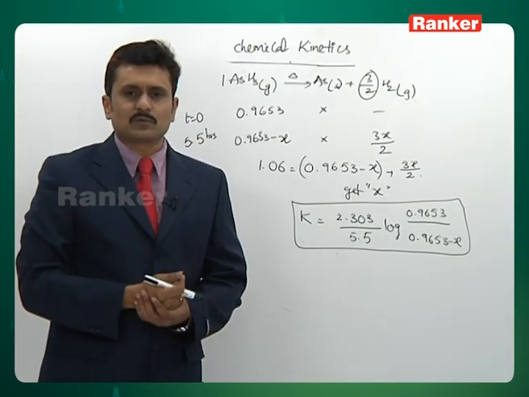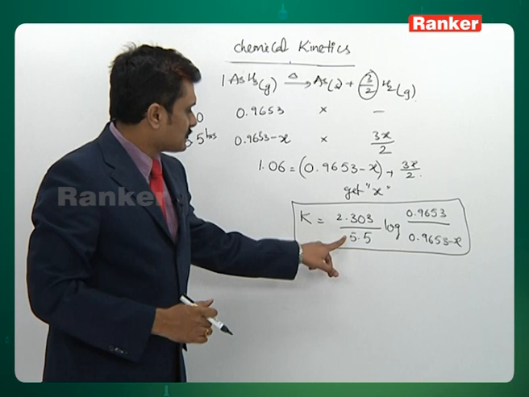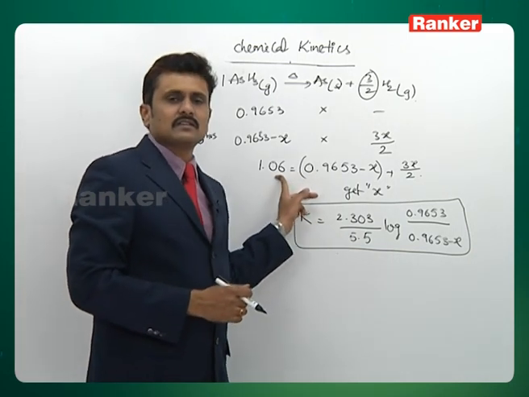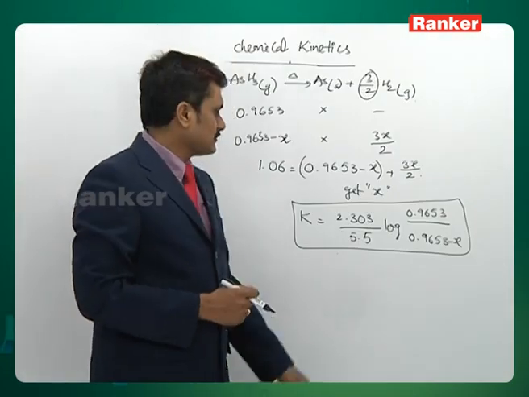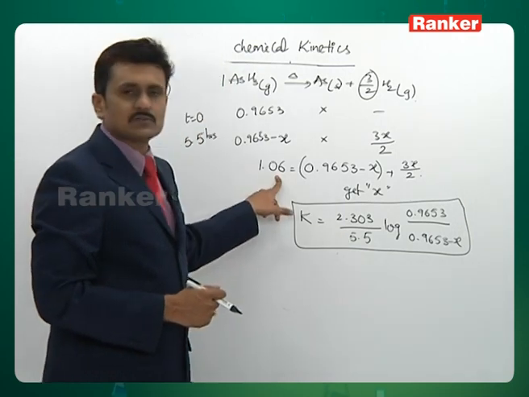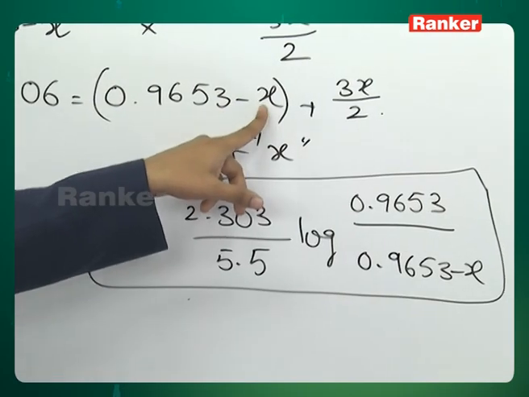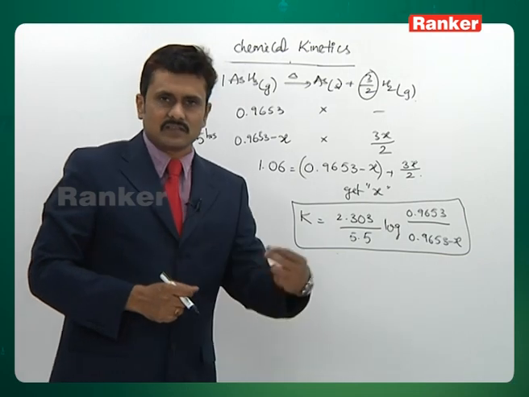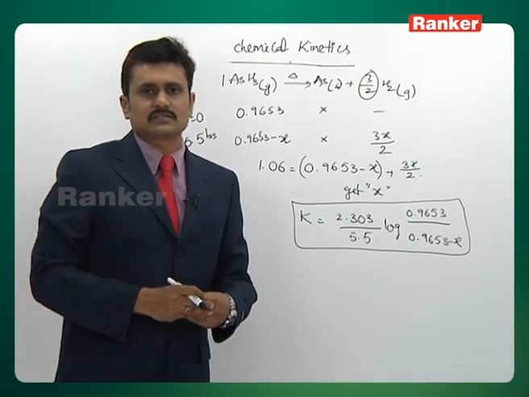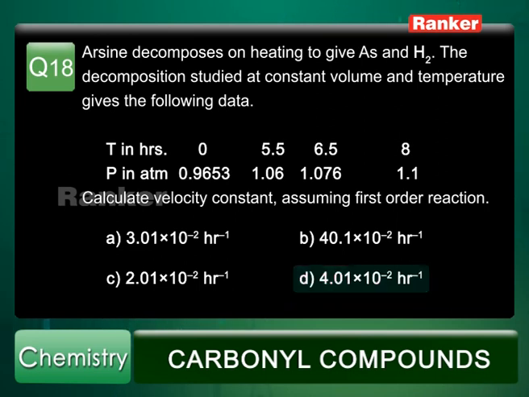Now different values are provided to you at different time intervals. You have 6.5 hours, wherein the total pressure is given as 1.076. Then you have to find the X and substitute. Or if time is 8 hours, you have been given the total pressure as 1.1. By substituting, you can get X again to substitute here to find the value of K. But the interesting fact is that K is going to remain constant as it is the rate constant. When it is asked to prove that it is a first order reaction, you can find out the K at different time intervals and show that the value is remaining constant. And when you are asked to find the average rate constant, you have to take the average of all the K values that you obtain.